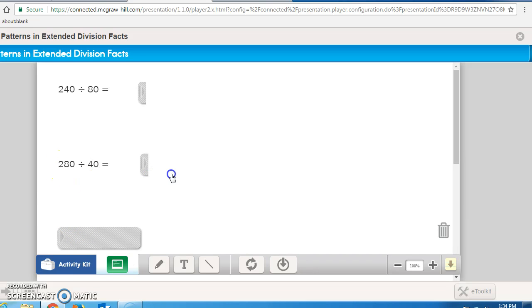So again, we're looking at 280 divided by 40 this time. How would that look different? You should notice that 280 divided by 4 was 70, but 40 is 10 times larger than 4. So now 280 divided by 40 is simply 7.